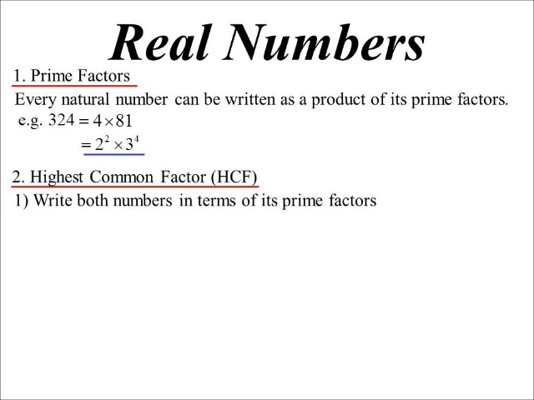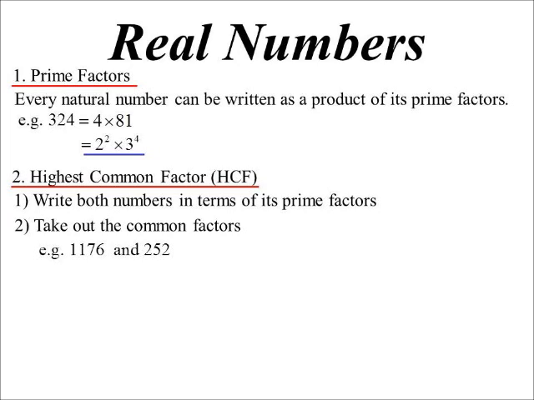Another term we use a lot is called highest common factor. Now, if you want to find the highest common factor of two numbers, we get both of those numbers and write it in terms of its prime factors. Then you pull out the common factors. So we'll use 1,176 and 252.